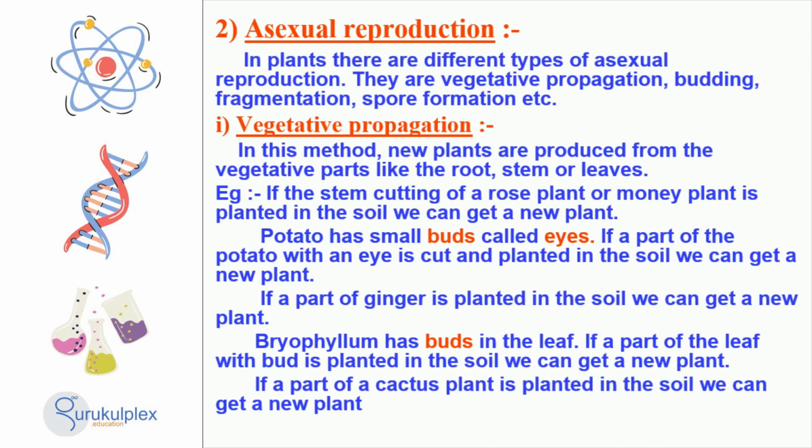Vegetative propagation is the most common method, where parts of the existing plant, such as stem, roots, and leaves, are used to create new plants. For example, a stem cutting from a rose or money plant can be planted and a new plant will form.